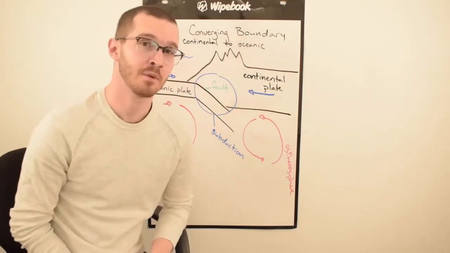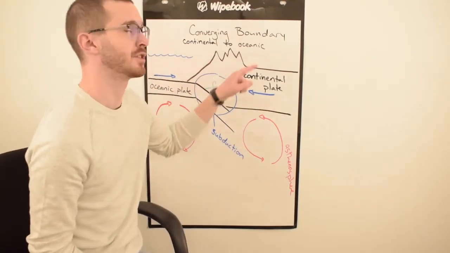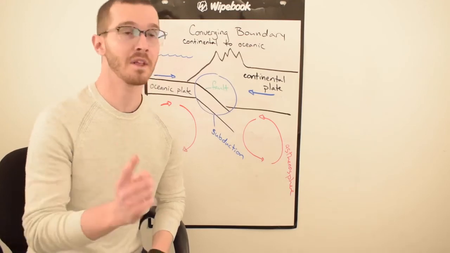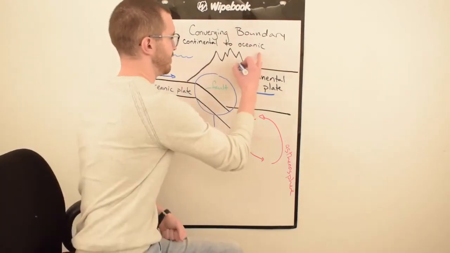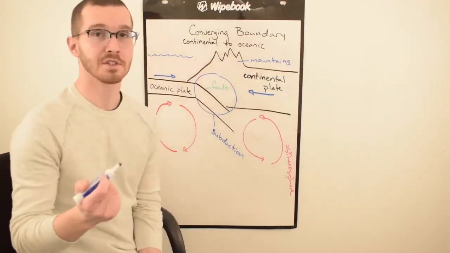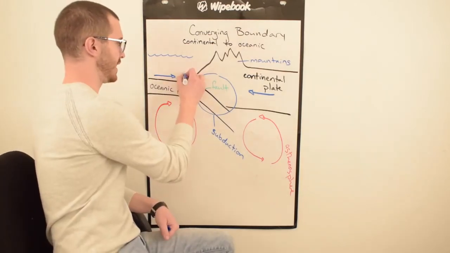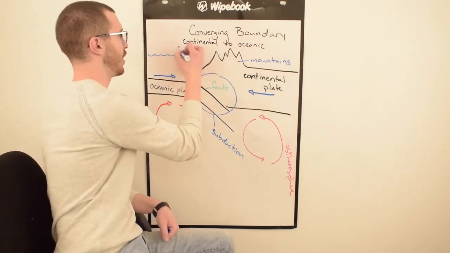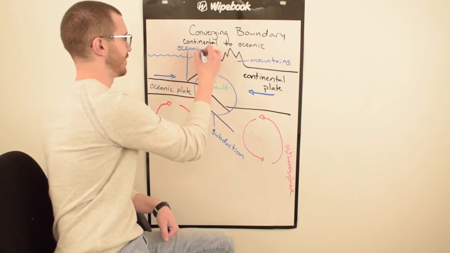Now, there's two features that we'll often see if it's a continental to oceanic converging boundary. One of them is these mountains, as we said. Now, what we'll also have is below the ocean, right here, we have what's called an oceanic trench.